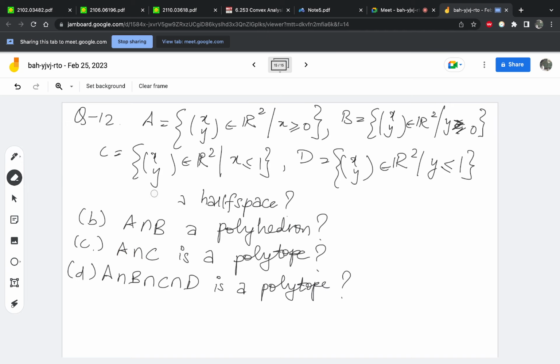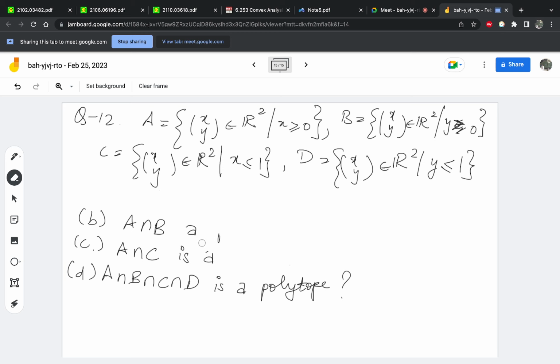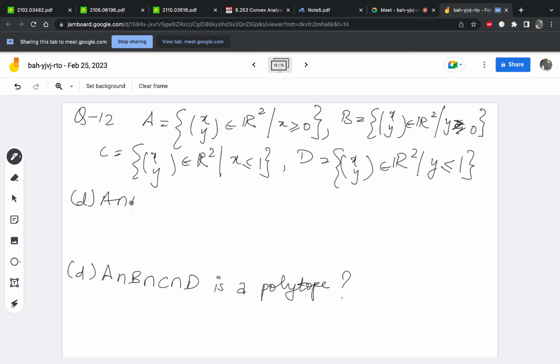Right. So, the last question of this particular assignment before we move on to some linear algebra revision. The question is saying take the intersection of all of these. Is that a polytope or not? Since there is no copy option, let me quickly write it down here and delete this.